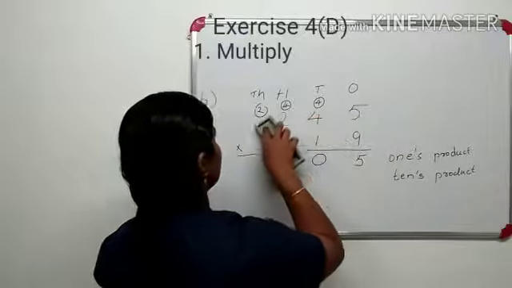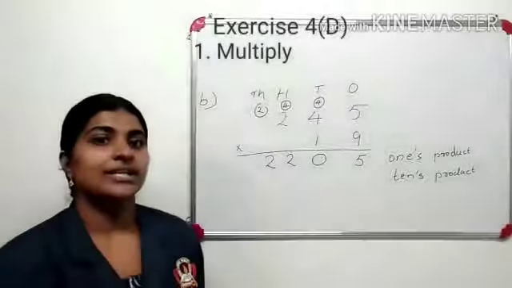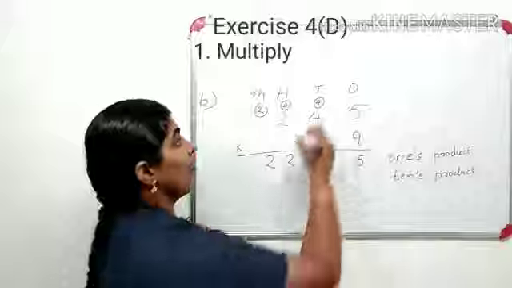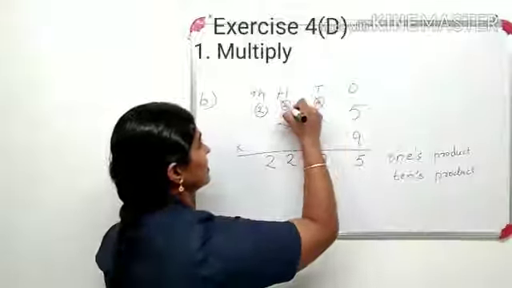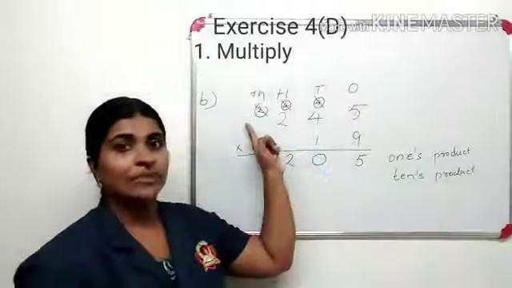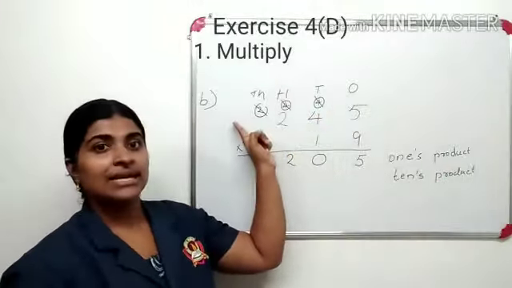And one more thing is there. After finding out the ones product, you must cut all the carries in the ones product. So we must cut all these carries.